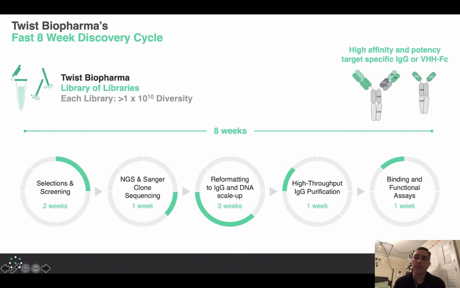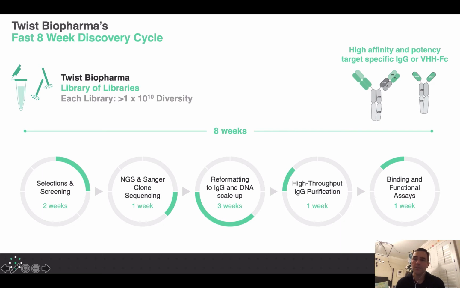In terms of how we typically initiate a campaign using our library of libraries, again, we take our multiple libraries, oftentimes each one having a diversity of greater than 10 billion. We do our selections and screening against either a recombinant protein or cell-based target. We pick individual clones and do ELISA if it's a recombinant protein target, or if it's a cell-based target, we oftentimes just go straight ahead into picking colonies and doing Sanger sequencing and also NGS sequencing to get all of our unique clones, which we then port immediately into reformatting to full IgG and DNA scale up.